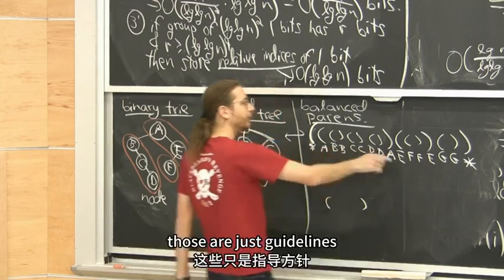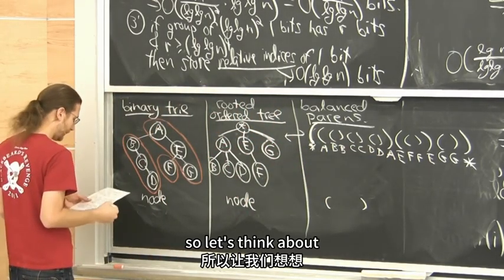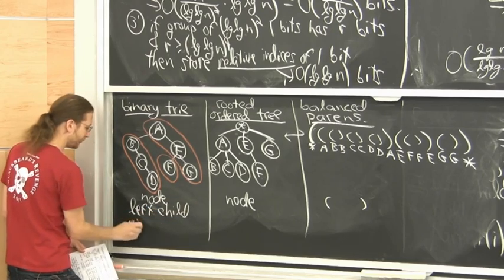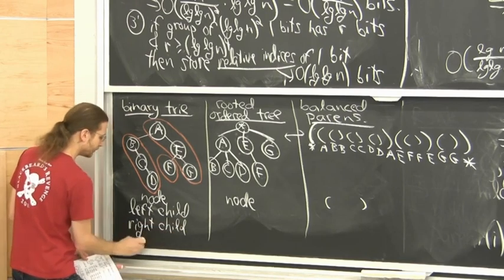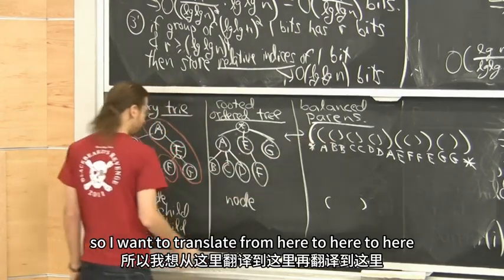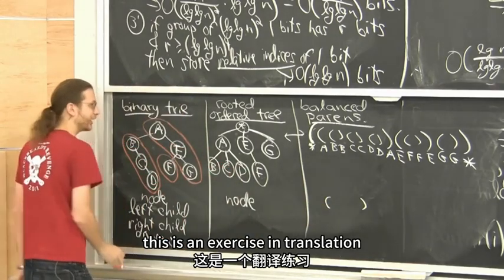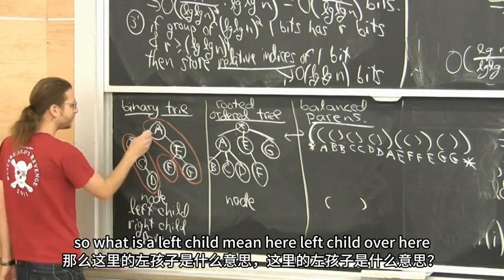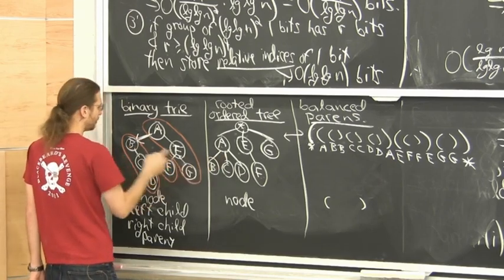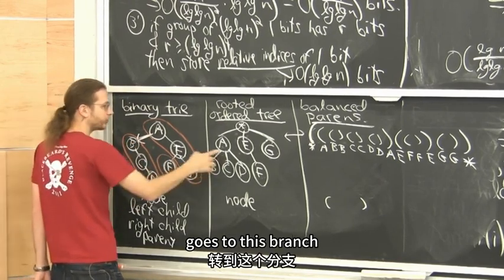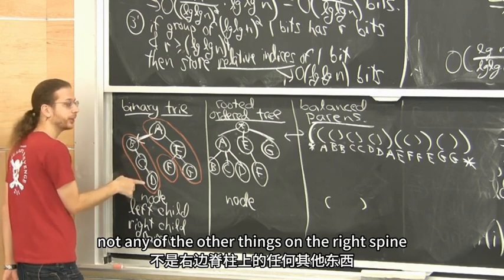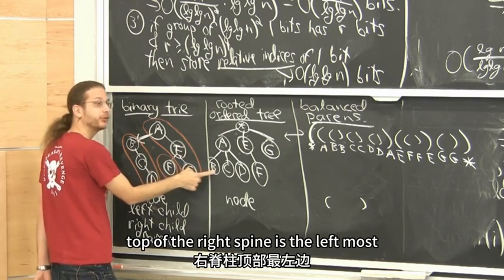Now, we can't afford to store these labels. Those are just guidelines to think about what you need. So let's think about, there are 3 things we really want here: left child, right child, and parent. This is the thing that we care about, but this is what we're going to store. So I want to translate from here to here to here. This is an exercise in translation. So what does a left child mean here? Left child over here corresponds to, in general, the left child goes to this branch, which is like all of these children pointers from A. But really, if you follow the left child, you get to B, not any of the other things on the right spine. You always get to the top of the right spine.